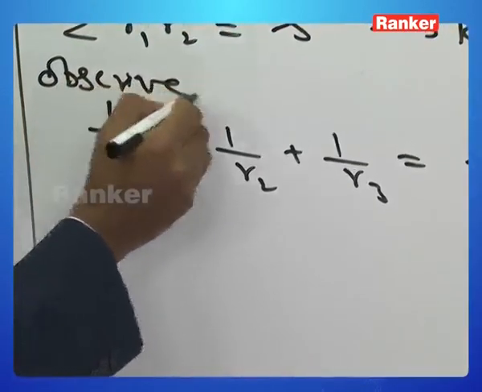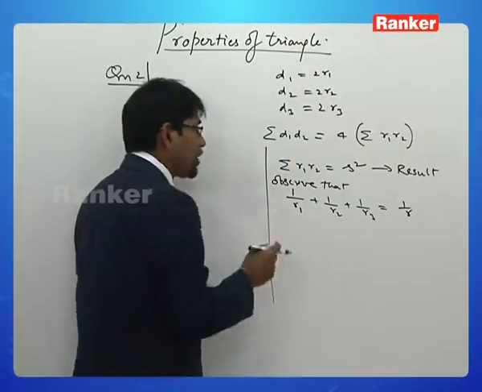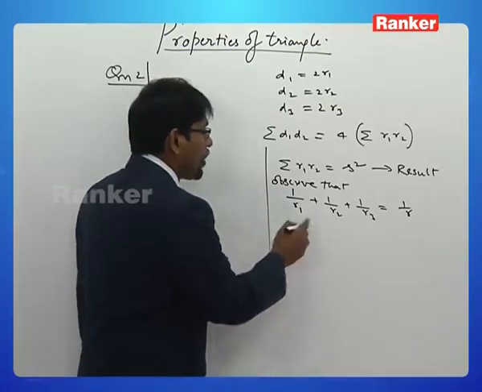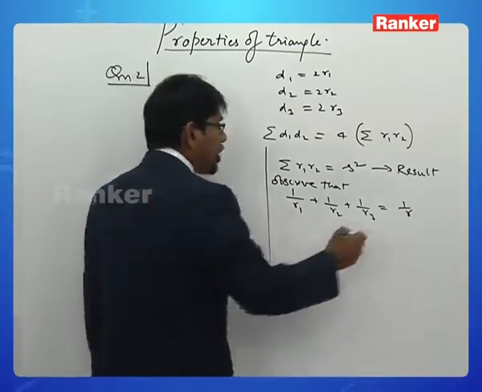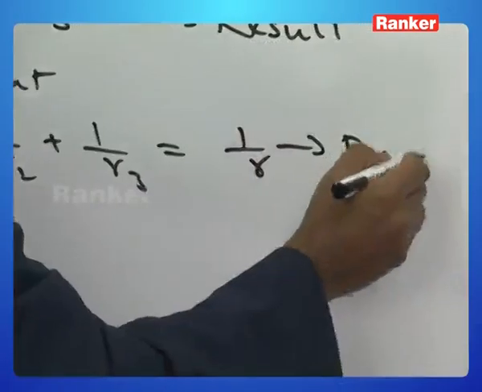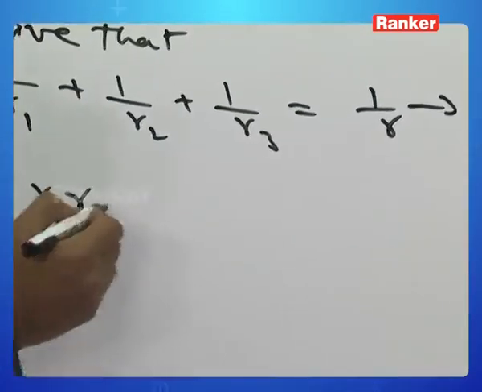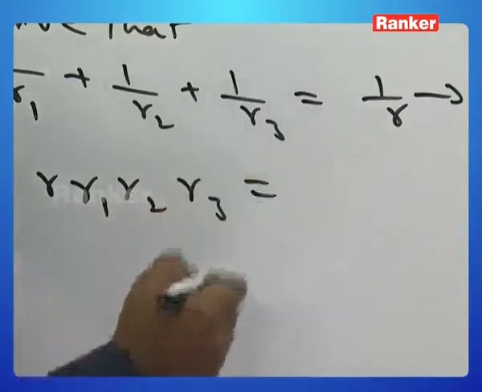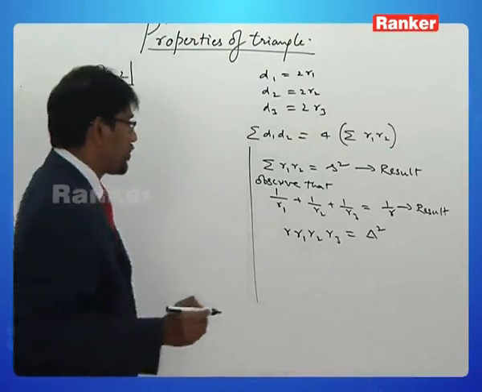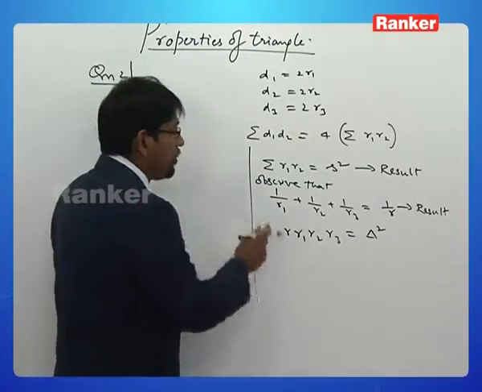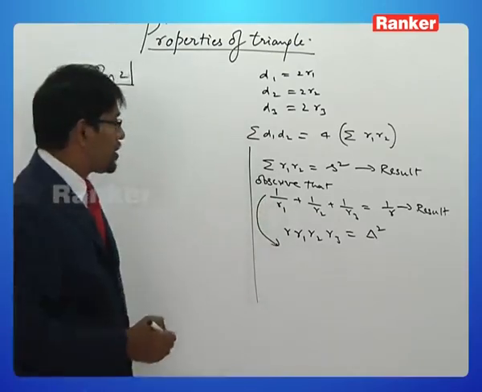First observe that 1 by R1 plus 1 by R2 plus 1 by R3 is equal to 1 by R. Now, from here, it is a simple thing to observe. This is also a standard result. And also, we have already observed that R into R1 into R2 into R3 is equal to delta square. Okay, let's come back to this result.